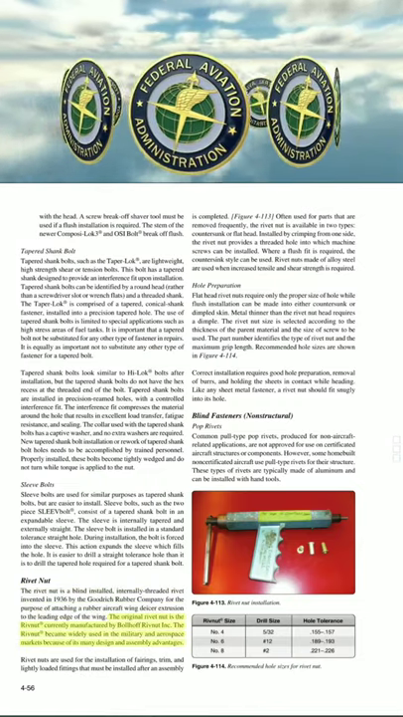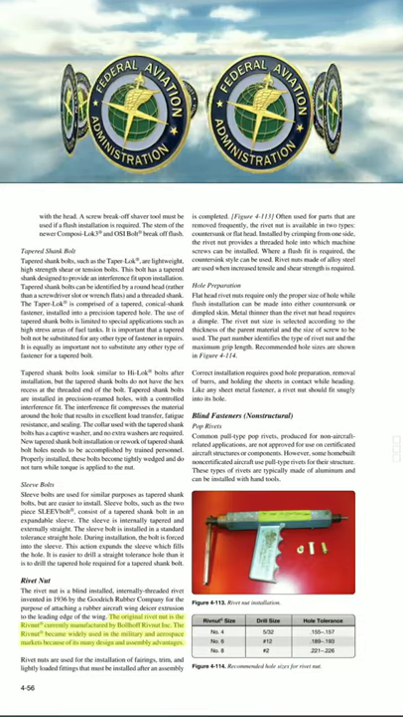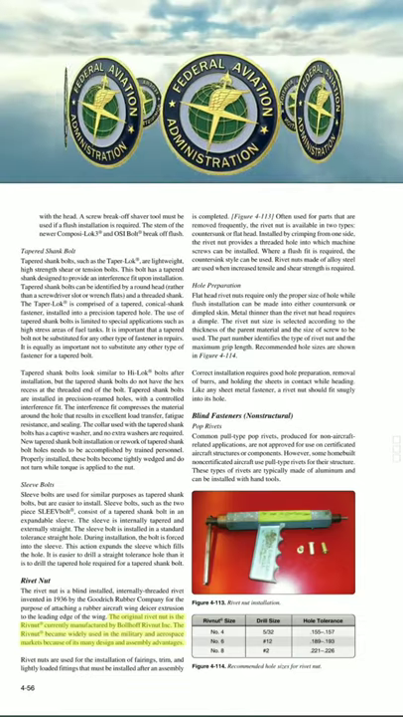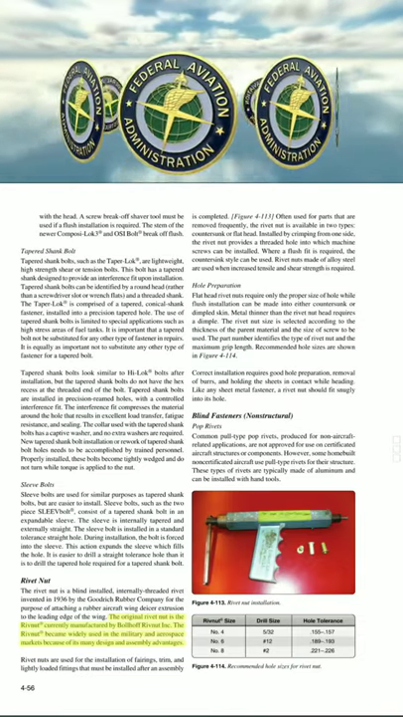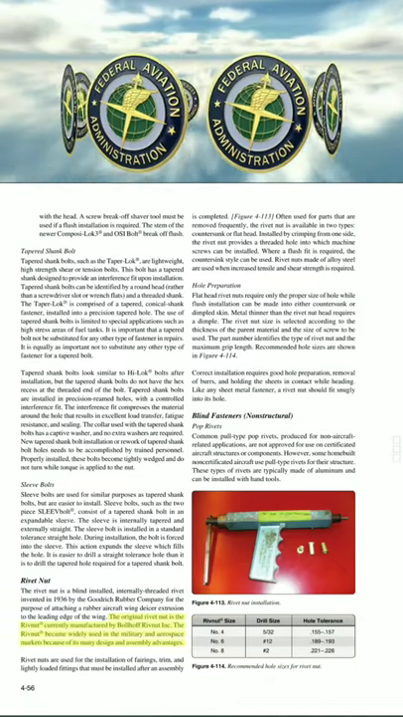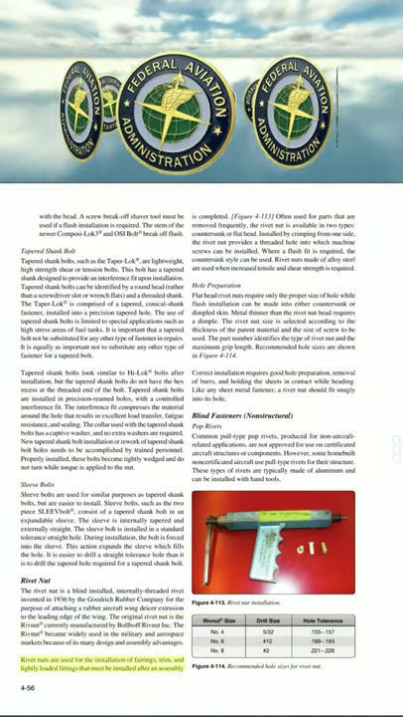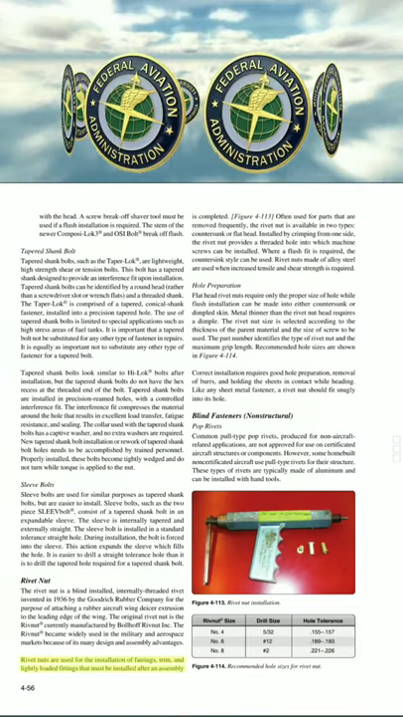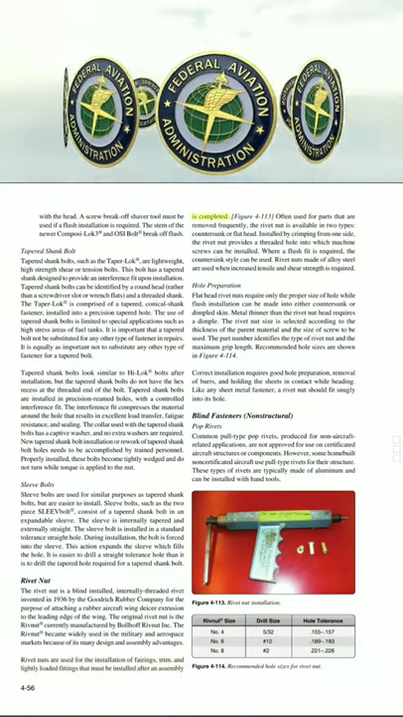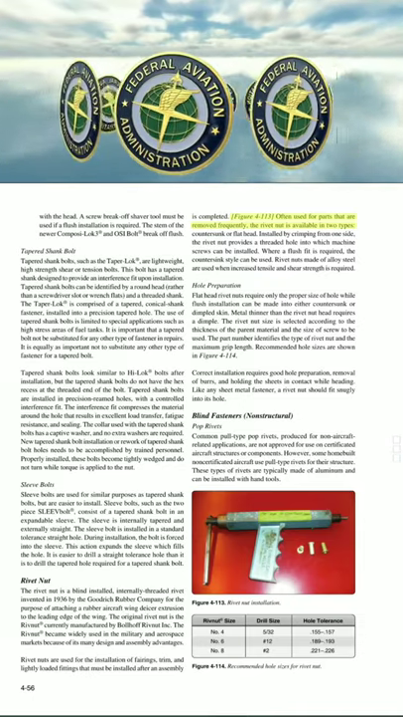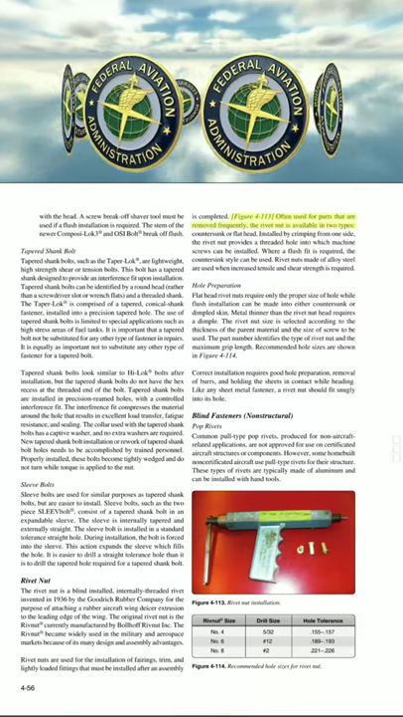The original rivet nut is the Rivnut, registered, currently manufactured by Bolhoff Rivnut Inc. Rivnut became widely used in the military and aerospace markets because of its many design and assembly advantages. Rivet nuts are used for the installation of bearings, rim, and lightly loaded fittings that must be installed after an assembly is completed. Figure 4-113. Often used for parts that are removed frequently.